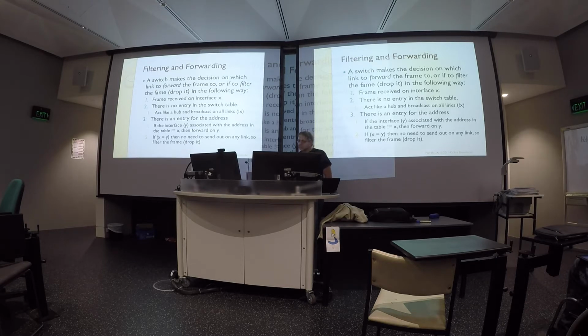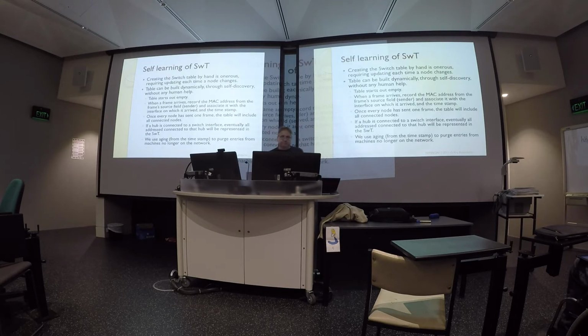All right, so let's look at the learning a bit more. As I said, creating a switch table by hand is a pain, so let's do it dynamically. And if you think about it, this makes a lot of sense. If you've got a mobile device or something, you don't want to be dealing with that all the time. So the table's built dynamically through this self-discovery, and this is how it works. The table's empty at the start. You turn it on, the table's completely empty. Now, a frame arrives on one of the ports, and all it does is record the MAC address from the source.